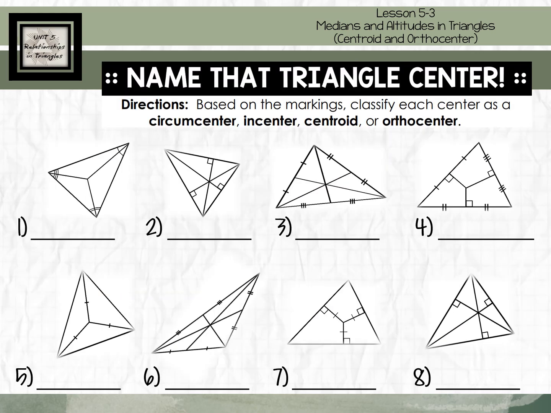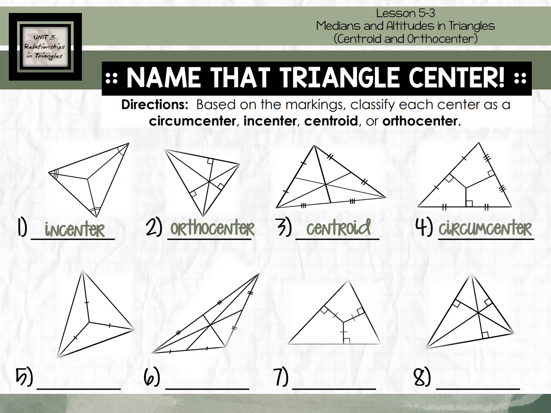Now, looking at the diagrams and based on the markings, classify each center as circumcenter, incenter, centroid, or orthocenter. So number 1, that looks like angle bisectors, and they're going to meet at the incenter. 2, they look like altitudes. That's going to be orthocenter. 3, it's going from a vertex to the midpoint of the opposite side. That's medians, so it meets at the centroid. Number 4, those look like perpendicular bisectors, so that's circumcenter.